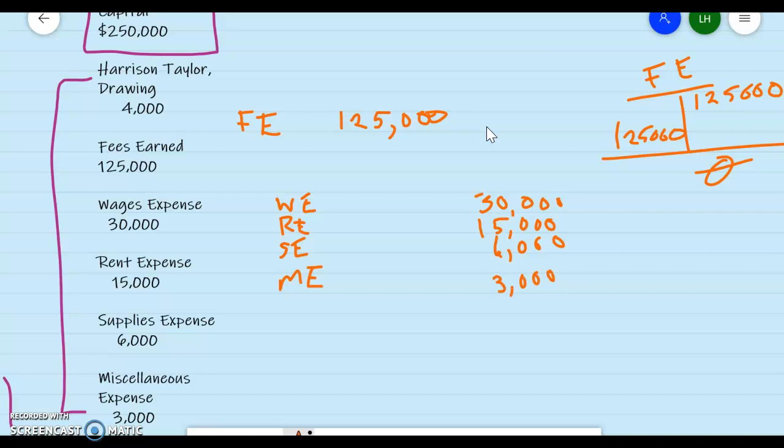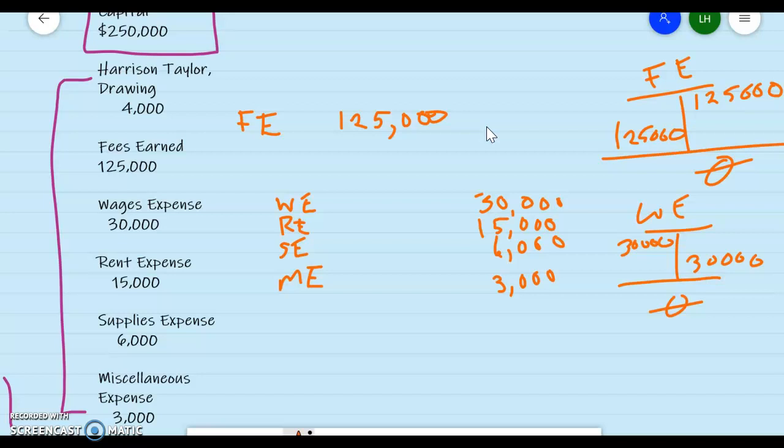So basically what I have done, I will just show you with wages. I won't do all of these. Wages expense had a 30,000 debit balance. So to close it, you need to credit it. So we're going to do this to all of our expense accounts. Now, what are we closing these to? Well, we're closing these to capital.